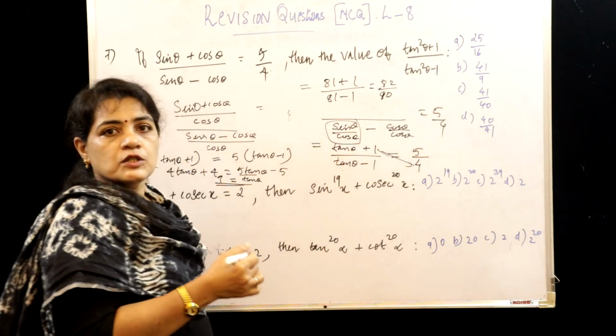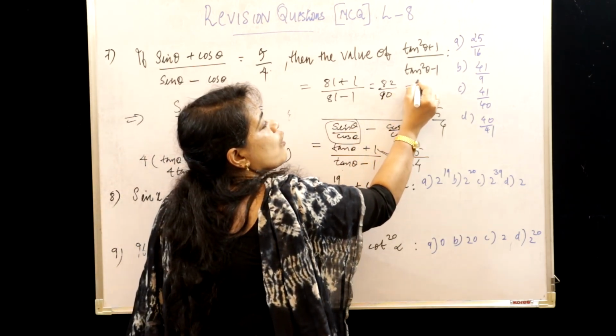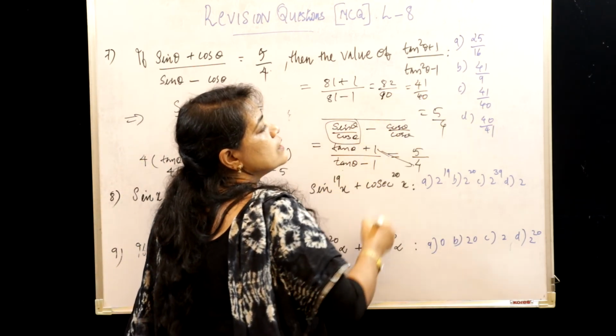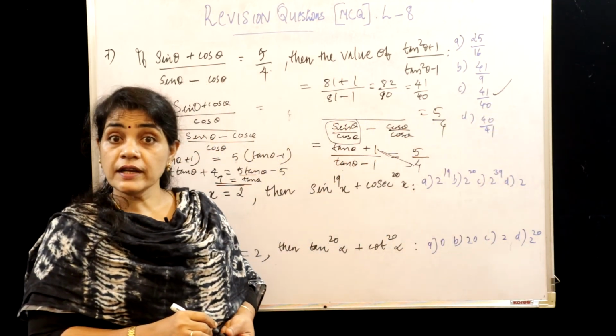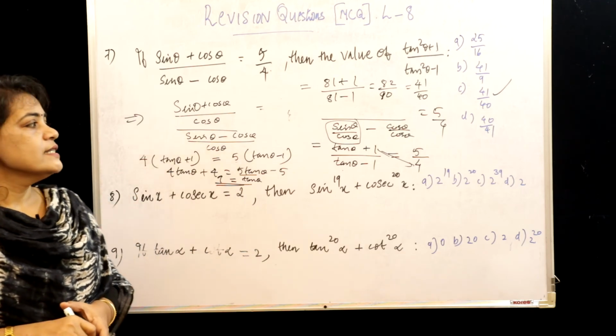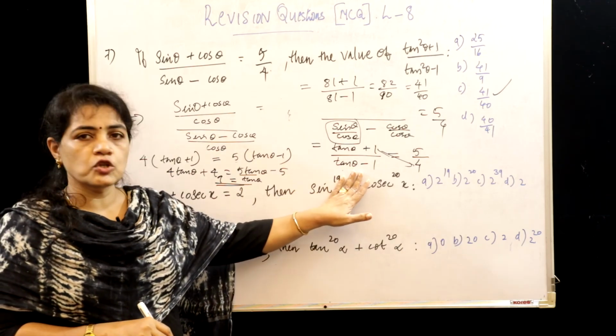And both are even numbers, you can reduce with 2. So 41 by 40. See the option? 41 by 40, option C. It's a very, very important question. Okay, see children, up to this, please don't stop here.